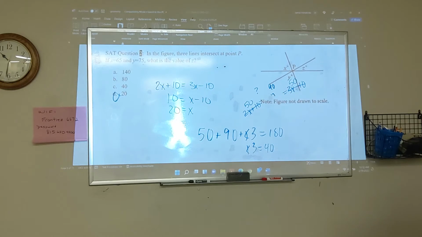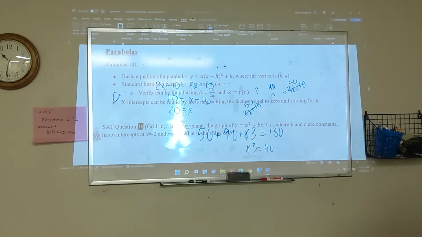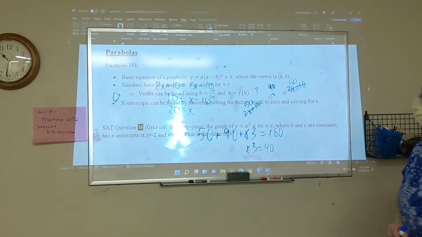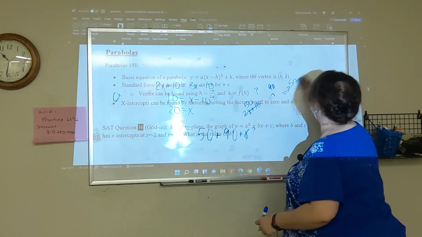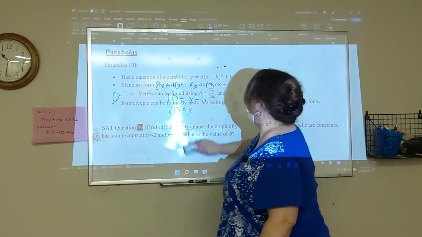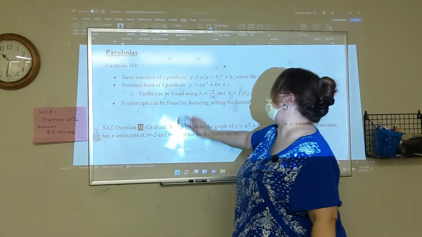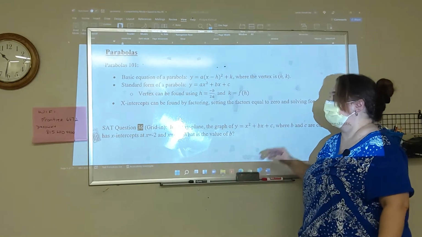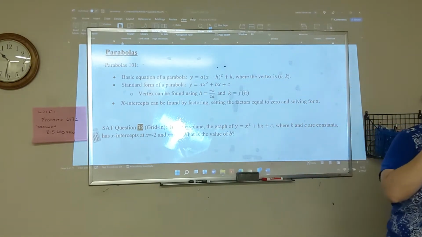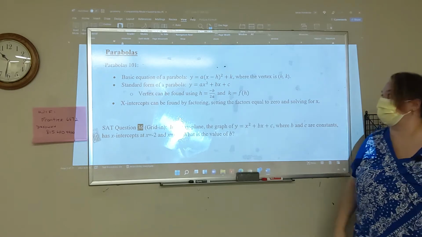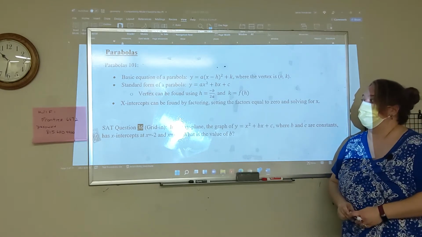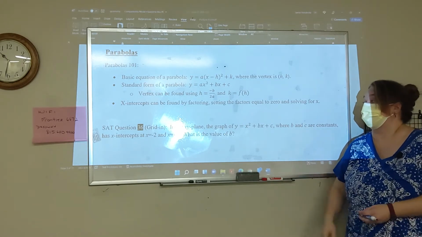SAT number 2 there at the bottom, that's yours for homework. And we're doing parabolas. So parabola problems are only on your SAT. And you're not going to see very many of them at all. So we do this pretty quickly. And we don't have very many example problems because they just don't show up very often.